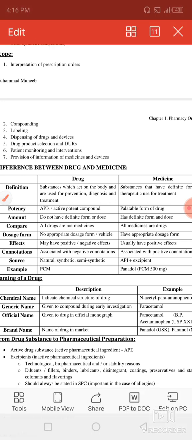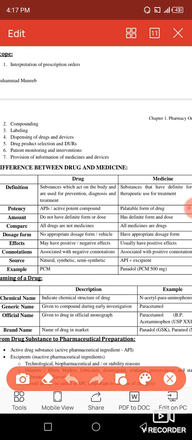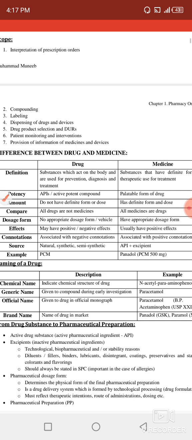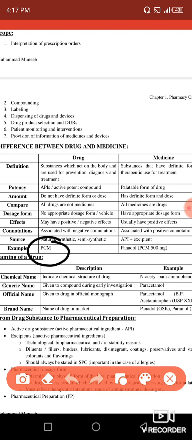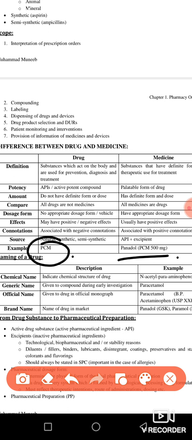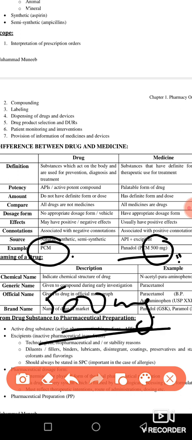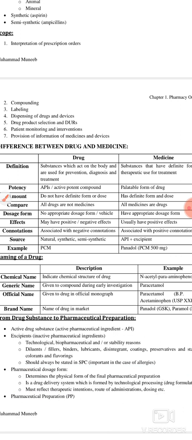If we see the source, the drug source could be natural, as I have discussed earlier, synthetic, or semi-synthetic, but medicine is always API, active pharmaceutical ingredient, and excipient. Now let's see the example. The example is PCM, and here is Panadol, and the amount is specific for Panadol, which is 500 mg. So medicine is always going to be quantitatively fixed, but your drug is not quantitatively fixed.